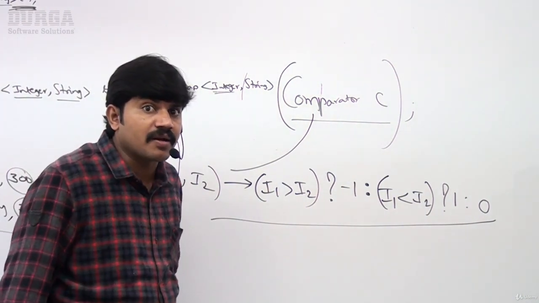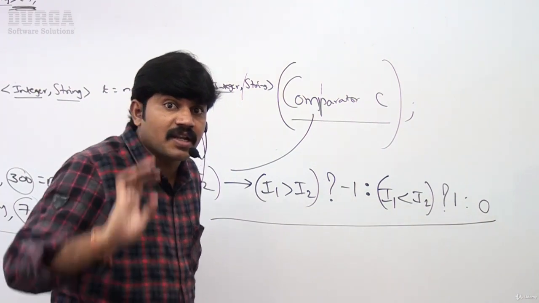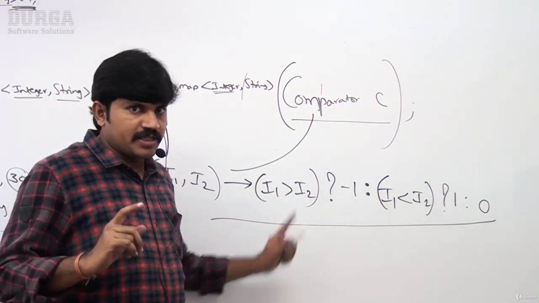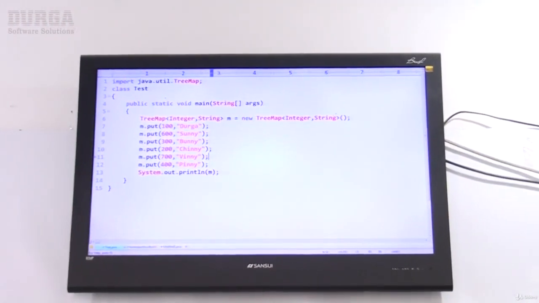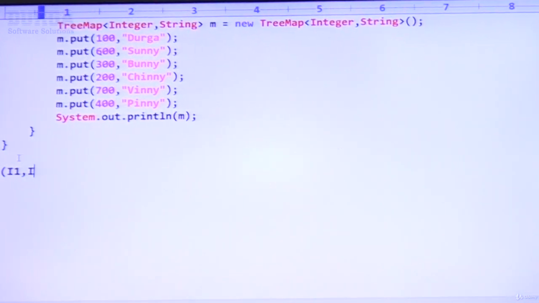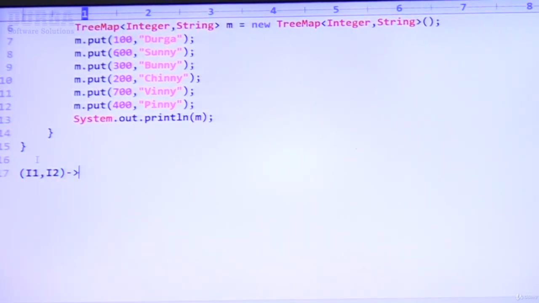Sir, we use the same lambda expression multiple times. We are not required to use a class, MyComparator implements and so on. Instead of that, directly you can use the lambda expression, right? Observe that carefully, sir. Can you please guide, what is the lambda expression I have to take here? I1 comma I2. These are the arguments to the compare method. Internally I1 and I2 are keys, right?